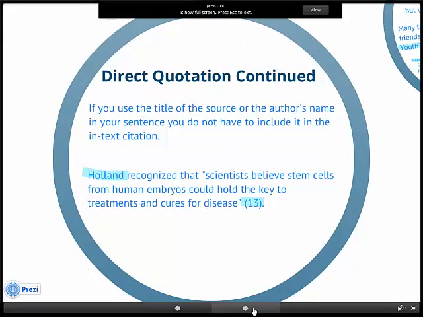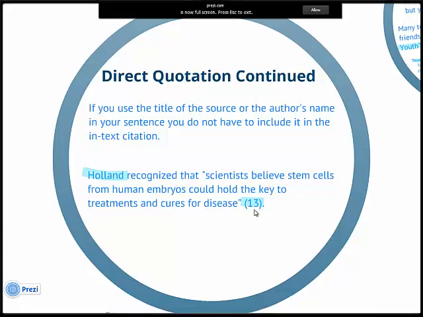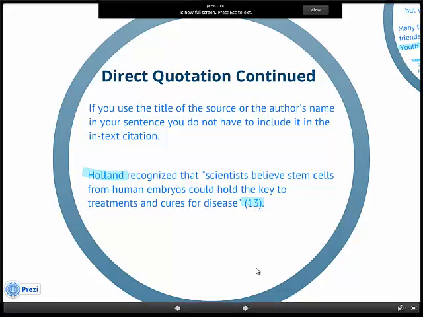If you use the title of the source or the author's name in your sentence, you do not have to include it in the in-text citation. For instance, we're going to use the same author, so Holland recognized that, so I introduced my quote with the author's last name, and since I did that, I didn't have to include it in the in-text citation, but I did still include the page number, and as you can see, there still are quotation marks.